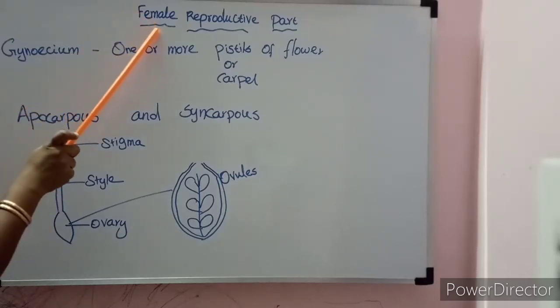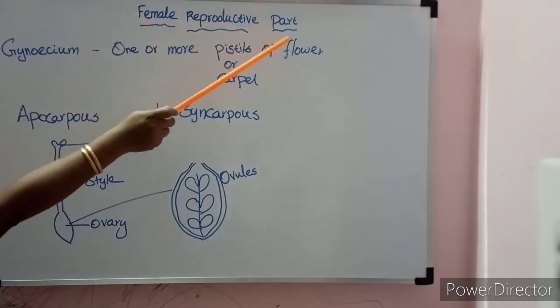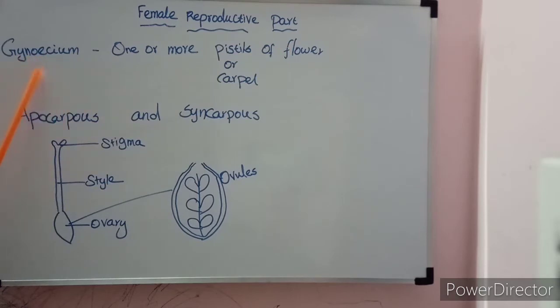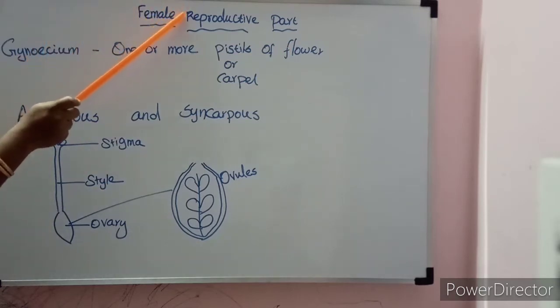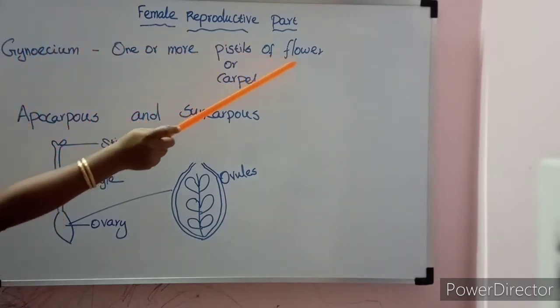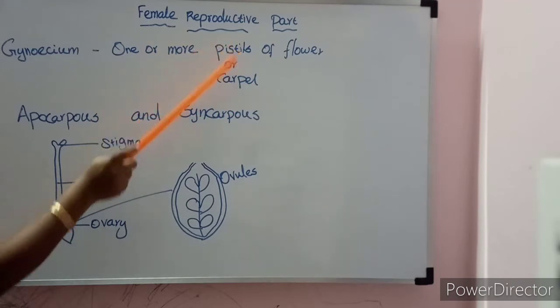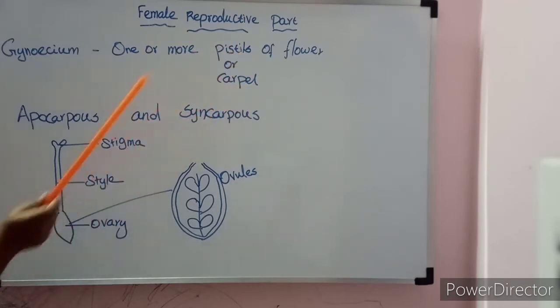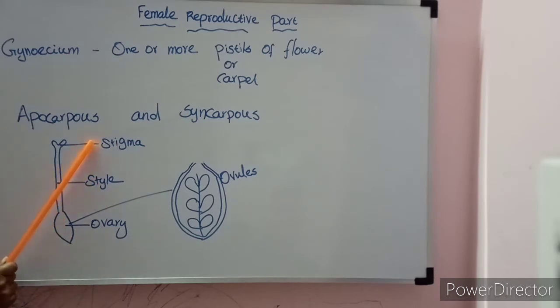Today we are going to see the topic female reproductive part of the flower. Gynoecium represents the female reproductive part of the flower. The word gynoecium represents one or more pistils of the flower. Pistil is otherwise called a carpel. The pistil refers to the ovary, style, and stigma.